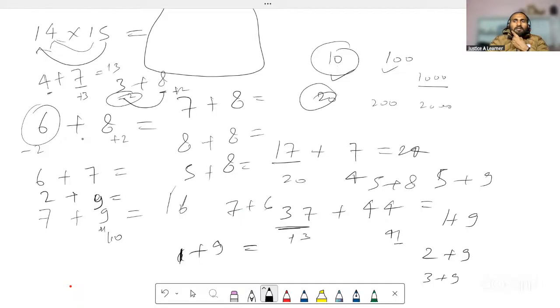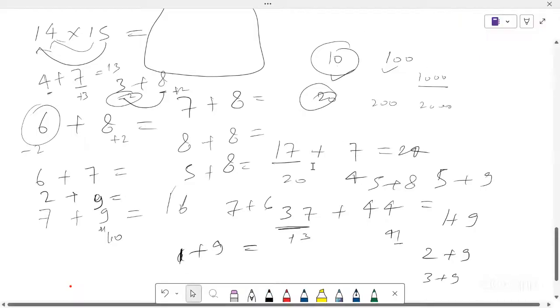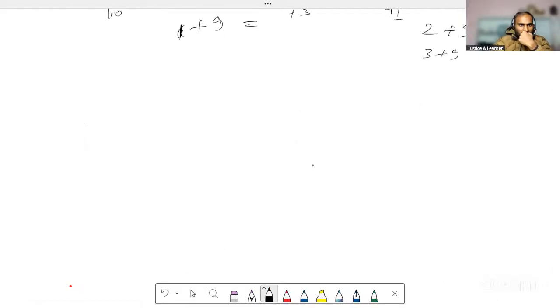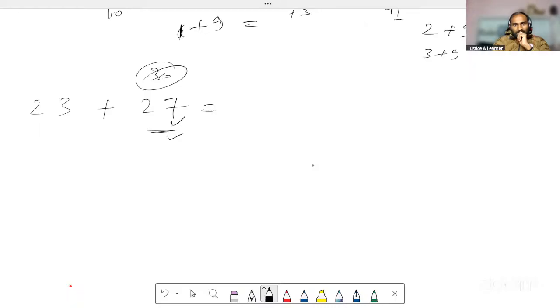Now what about some big problems like 2 digits? 23. Yeah, you can. This is easy. This is 27. It can go near 30. How much does it need? Sorry, 50. 50 is the answer.